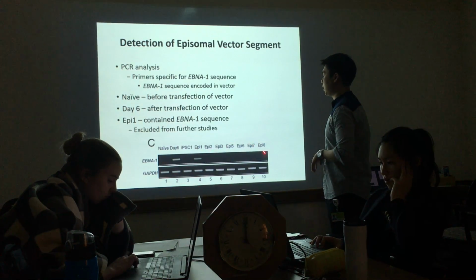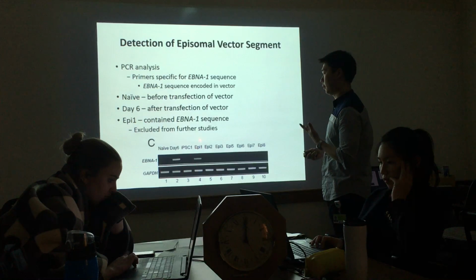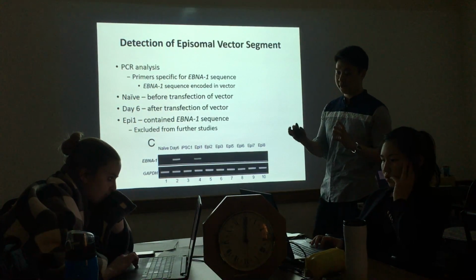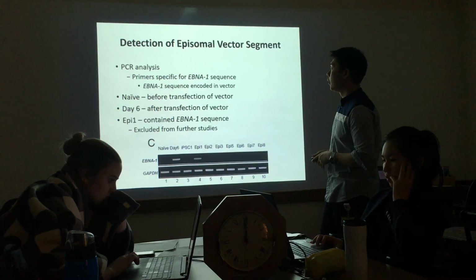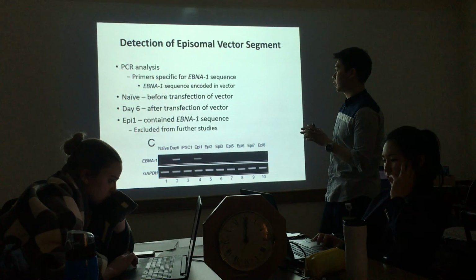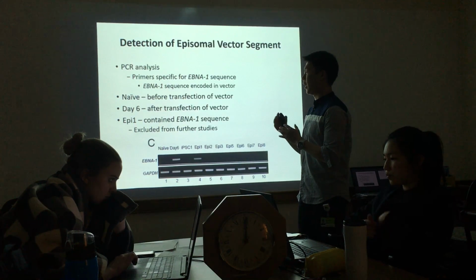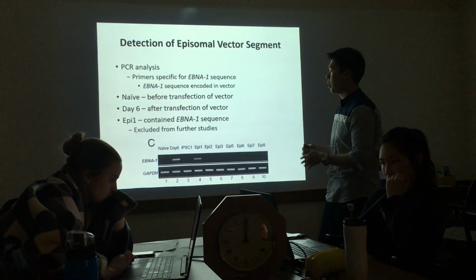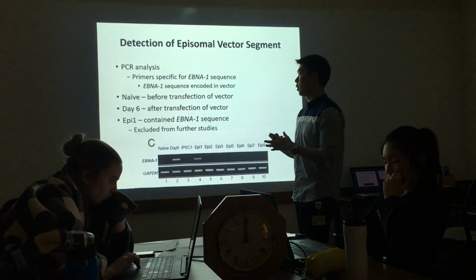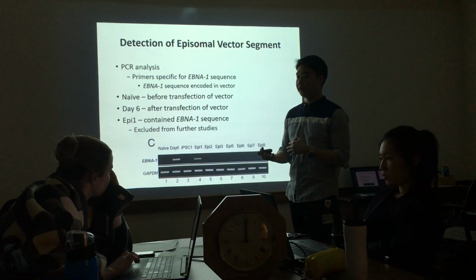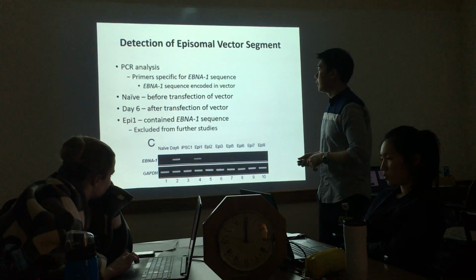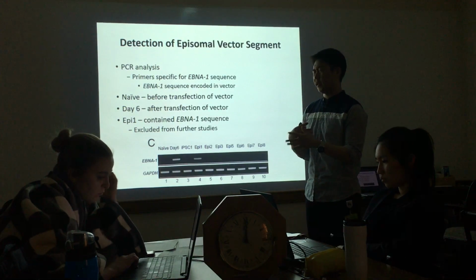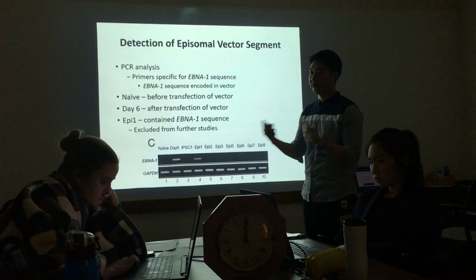Here are the PCR results. I've shown the colony number 1, or denoted EPI1, showed positive results, meaning it still had sections of the vector segment within itself. The naive column over here is the negative control, because they used the fibroblast before transfection of the vector, and the A6 column is the positive control because those are the cells that were transfected with the vector. So since EPI1 contained the EBNA1 sequence, they excluded colony number 1, or EPI1, from further studies.